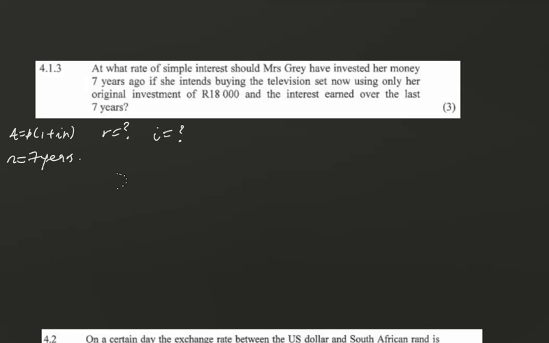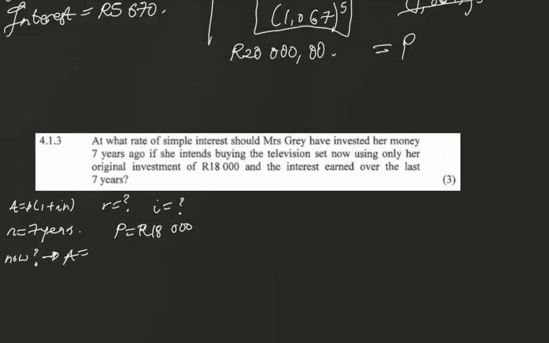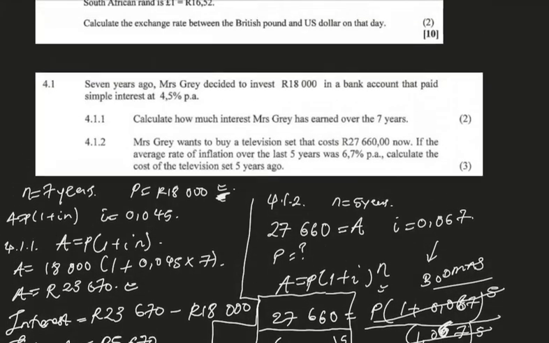So we know that her original investment is 18,000. But then they're saying that now she buys the TV now. Then what does it have to do with the accumulated amount? Because they never gave us the accumulated amount here, right? They just told us that she intends on buying the TV now using her original investment, and we want to know how much interest is in that. So how much does the TV cost? How would I know that? I'll go back to the previous questions and see if there is any point where they speak about a TV.